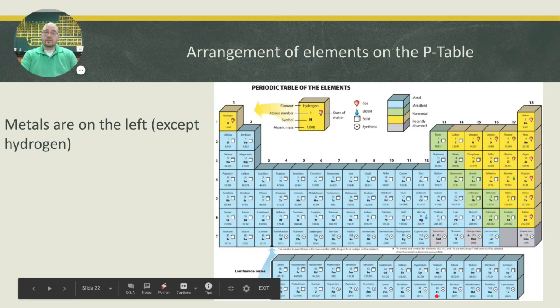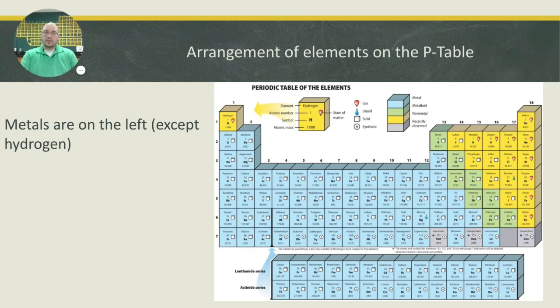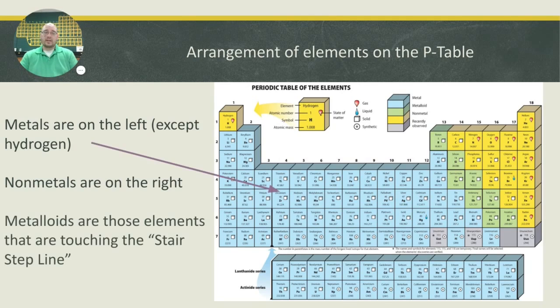Metals are on the left of the periodic table, with the exception of hydrogen. And you'll notice that if you just randomly grab an element, you have a pretty good chance of grabbing a metal. The metals are on the left, non-metals are on the right. That's important. I will ask you, where are the metals located? Where are the non-metals located? On the left or on the right? Specifically, we would say the left of the stair-step line and the right of the stair-step line. And metalloids are then on the stair-step line. They're touching that lovely red line there.